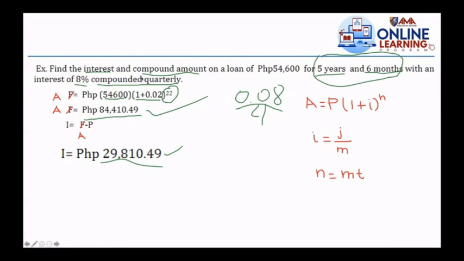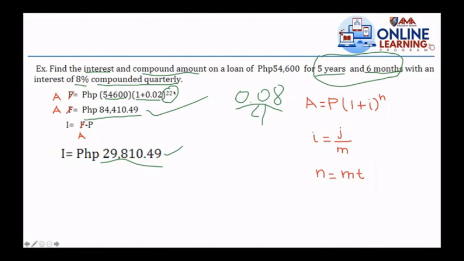Okay? So now, to get the A, we apply the A pin, right? So this is the principal. This is the 1. This is the I. This is the N. How did you get the I again? Periodic interest rate. This one is the J, 0.08. Quarterly, 4. So 0.08 divided by 4, 0.02.